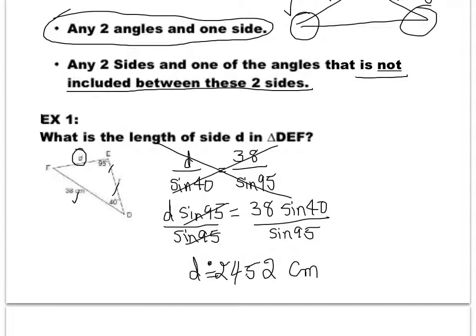Now, just remember, if we wanted to solve this problem by using the second version of the sine law, we could still get the same thing. We would write sine 40 divided by D is equal to sine 95 divided by 38, crisscross, and then divided by sine 95, we would get D is approximately 24.52.